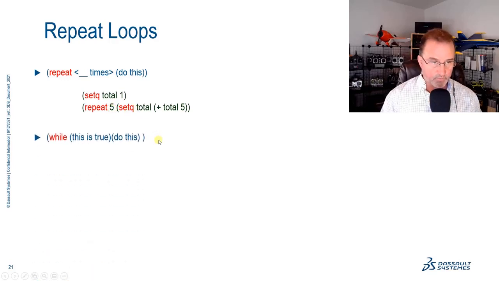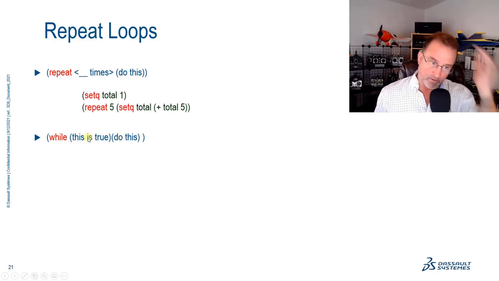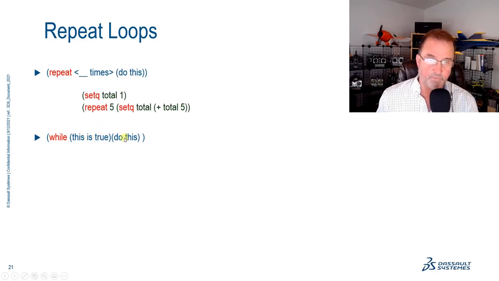Now there's another repeat loop that is called a while, and the way while works is while this list or this value is true, continue to do this. Now you have to be careful with while. As you can imagine, if this item never is not true, it will continue to stay in this list for eternity. It just continues to wait for this to not be true to stop the process.